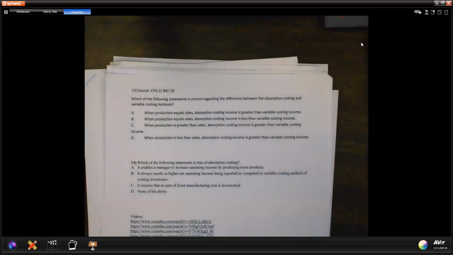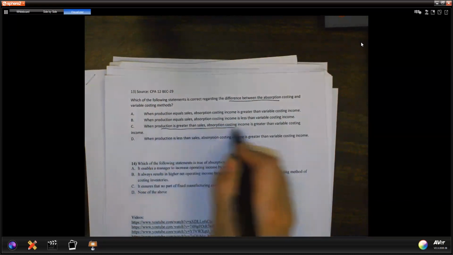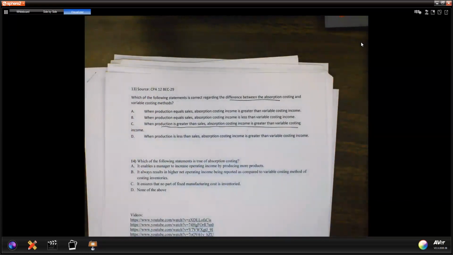Okay, next one, talking about the difference between absorption costing and variable costing. We said it's kind of straightforward. I'm not going to really read it. You should be able to know this one.